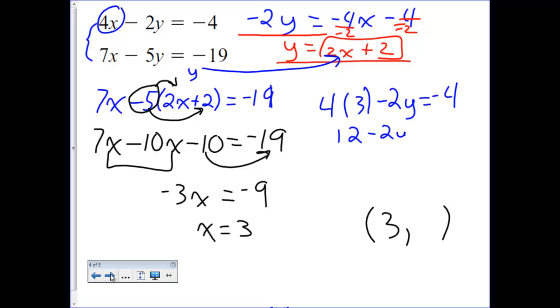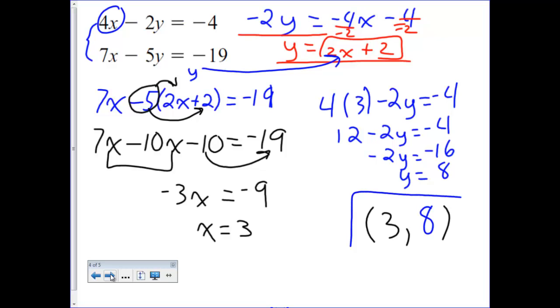12 minus 2y is equal to negative 4. Subtract 12 from both sides. 2y is equal to negative 16. Divide by negative 2 on both sides. y is equal to positive 8. So the solution to my system is 3 for x, 8 for y.